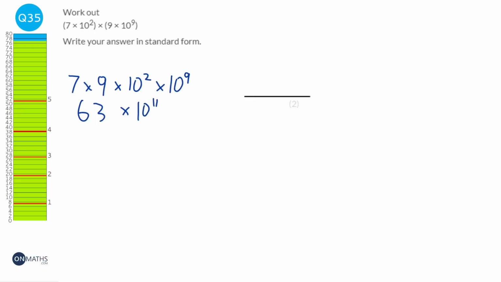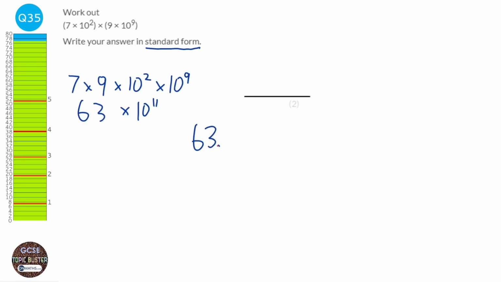Now here we've got a problem. It looks like standard form, but it is not standard form, because standard form has to be a number between 1 and 10, but not including 10. And here we've got 63. So what I'm going to do is quickly write out what number this is. We've got the decimal point here. You don't need to do this, but I find it a bit easier to show what we're doing.